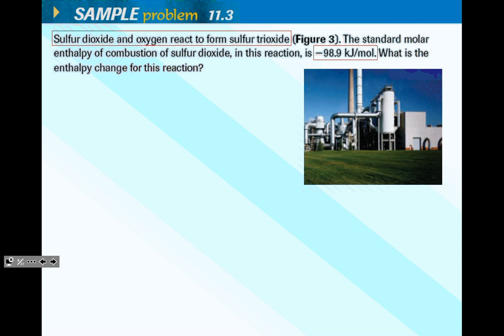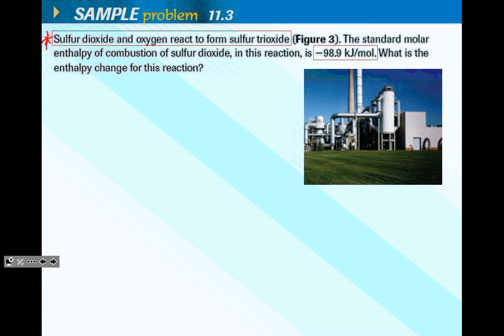So here's an example taken out of your textbook. Sulfur dioxide and oxygen react to form sulfur trioxide. So that's what we're going to use as a balanced equation. We're going to build our balanced equation based on the information given from your info box or from your information. Like, you get questions like this all the time.